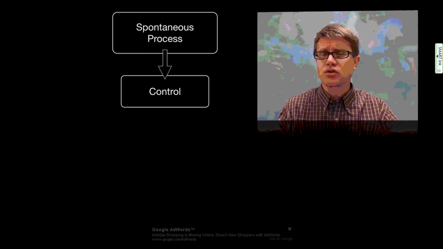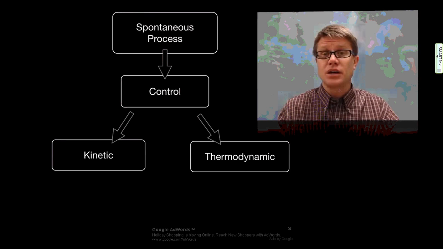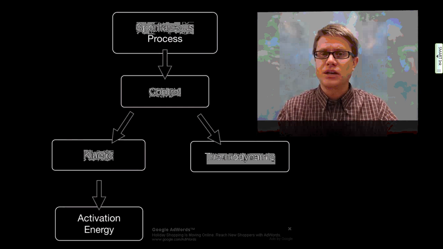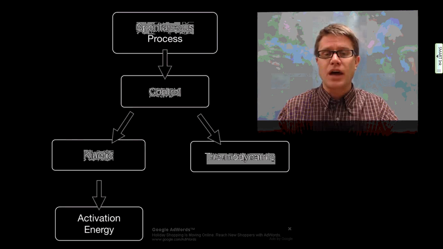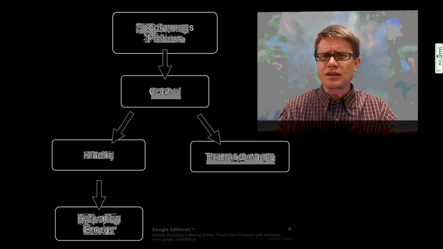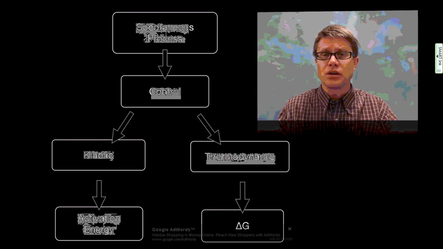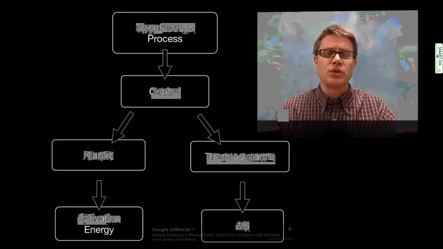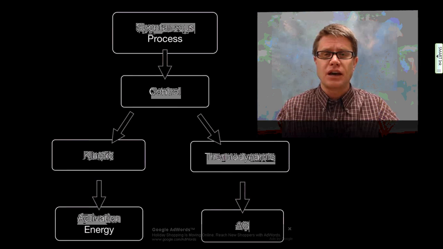In other words, there's control. And so it could either be kinetic control, and that kinetic control lots of times is based on activation energy. It's the cost of that process. And then we also have thermodynamic control. What's governing that? That's going to be the change in free energy, or our delta G. How much difference in free energy is there between the reactants and the products in this downhill reaction?